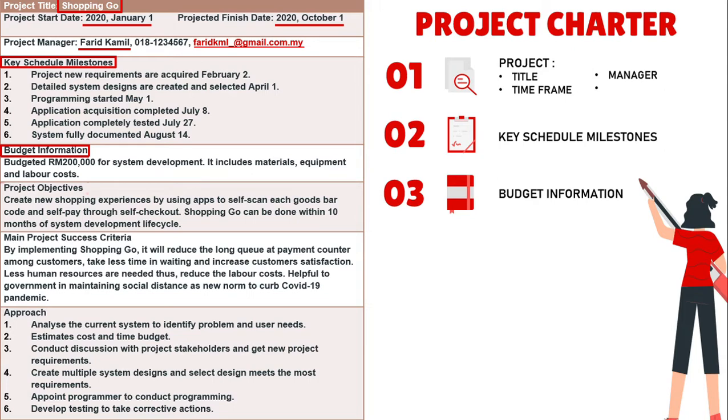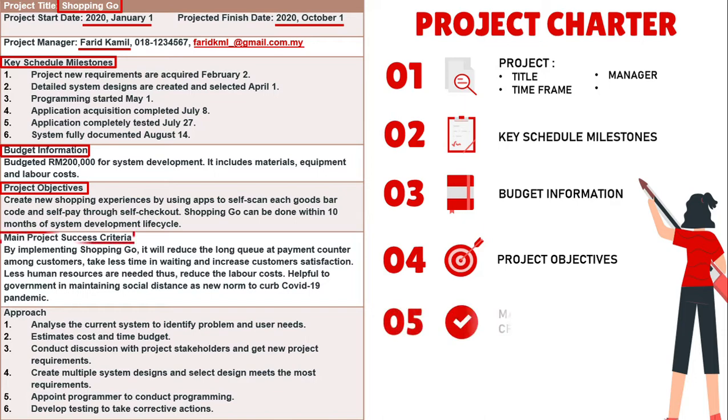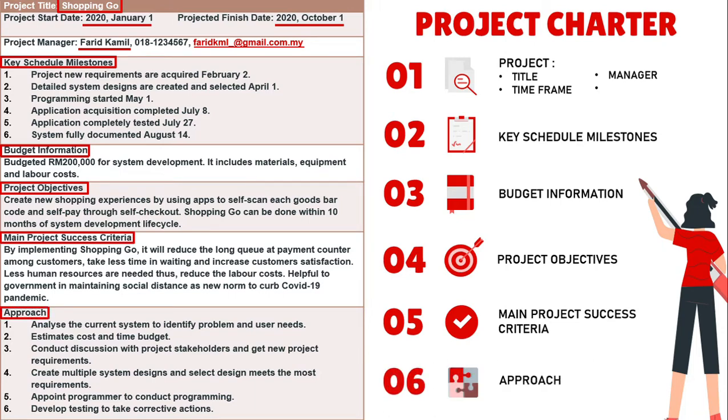Fourth, our project objective, which is creating a new application to give a new experience to users and to achieve the 10 months time frame of Shopping Go completion. Fifth, the main project success criteria, which is to improve the old systems of the supermarket buying and selling process and also implementing the new norm, which is social distancing in daily life due to the COVID-19 pandemic. And the last part is the approach that we use along the process by identifying the problem, estimating the cost and time, discussing with our client, employing expertise and performing testing.